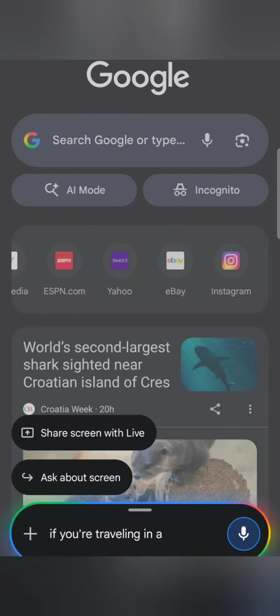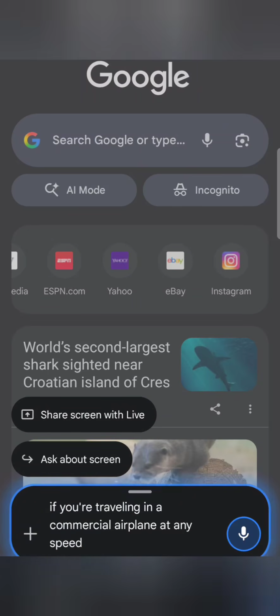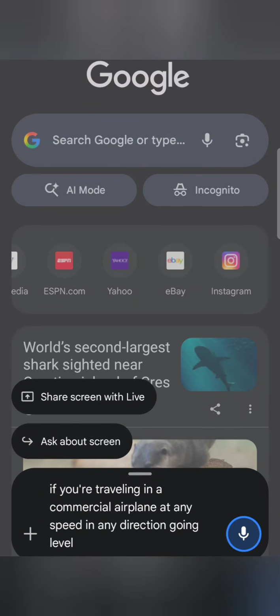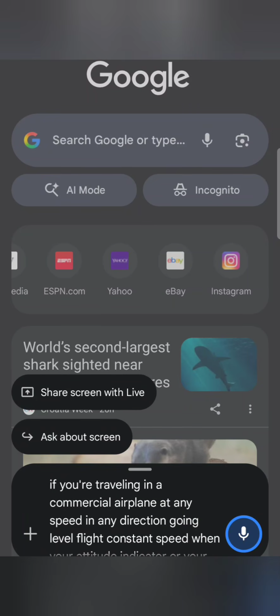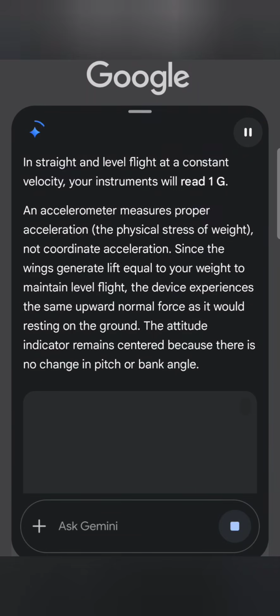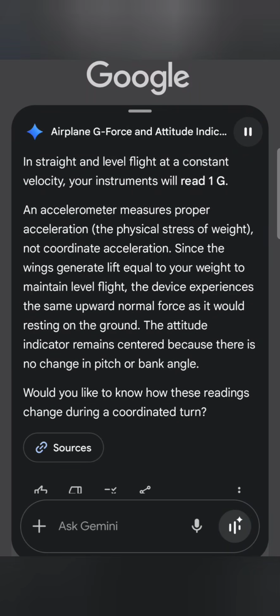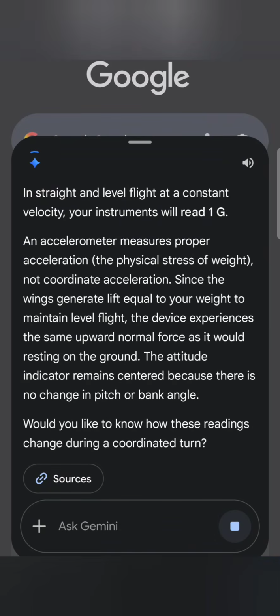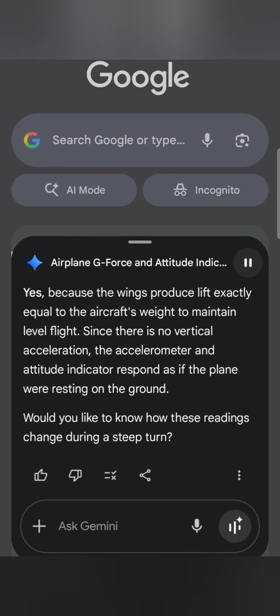If you're traveling in a commercial airplane at any speed, in any direction, going level flight, constant speed, will your attitude indicator or your accelerometer read 1 gram? In straight and level flight at a constant velocity, your instruments will read 1 G. An accelerometer measures proper acceleration, the physical stress of weight. So the answer is yes. Yes, because the wings produce lift exactly equal to the aircraft's weight to maintain level flight. Since there is no vertical acceleration, the accelerometer and attitude indicator respond as if the plane were resting on the ground.